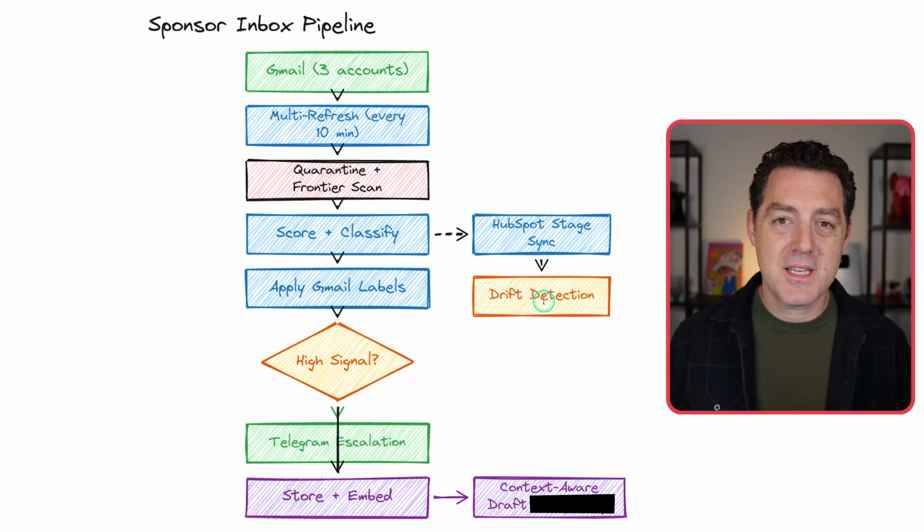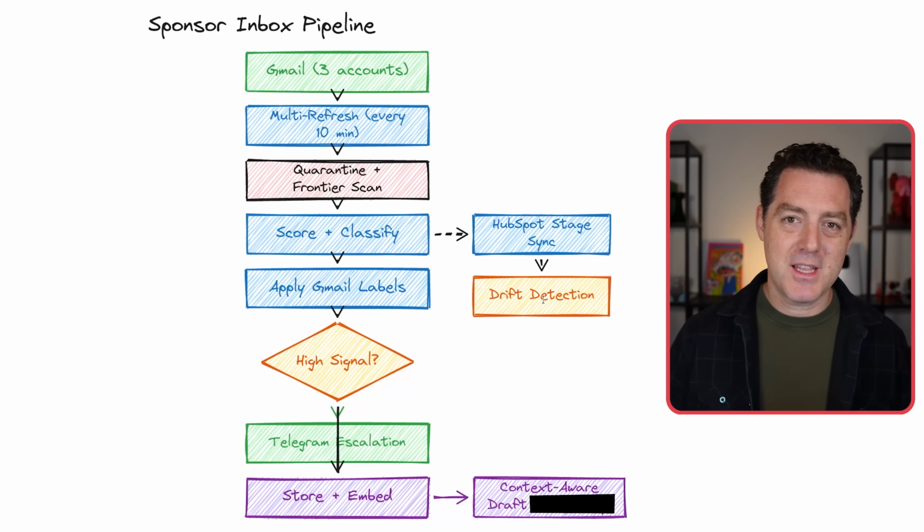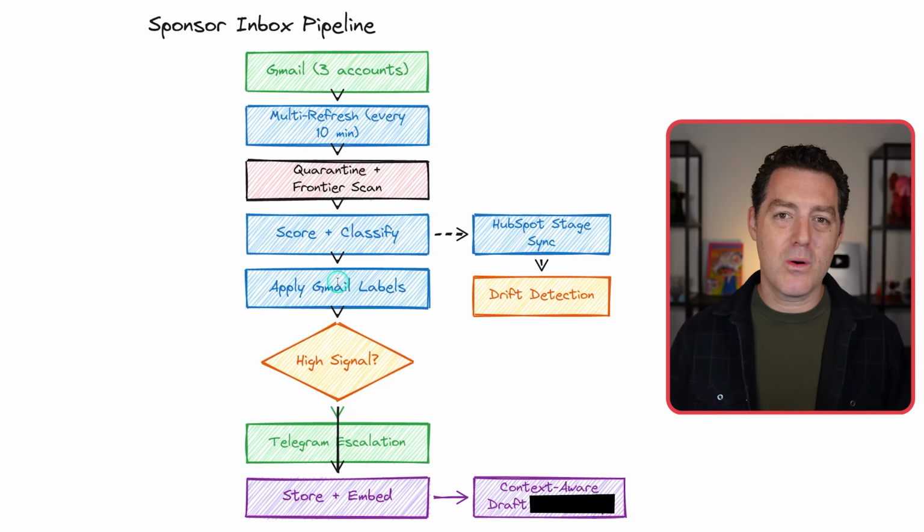We look for drift detection. So let's say the deal in HubSpot moved, but we don't know about it. We look and we'll notify our team if we have a different record of the stage than HubSpot does. Then we apply Gmail labels. So that is a score or a stage.